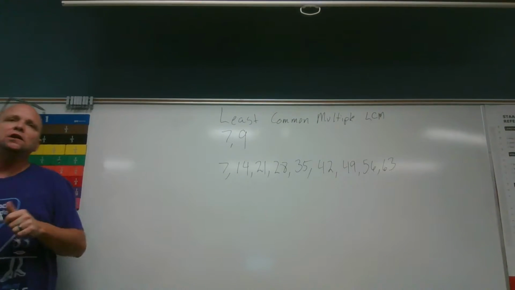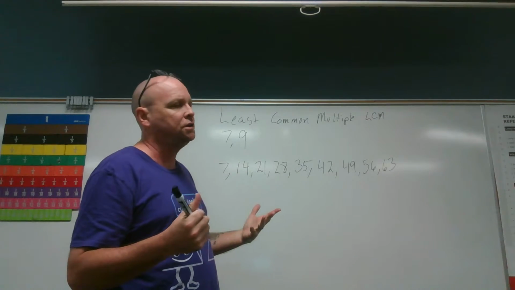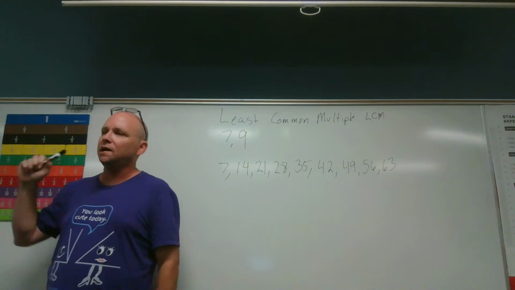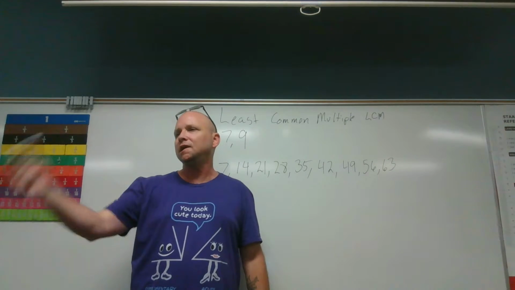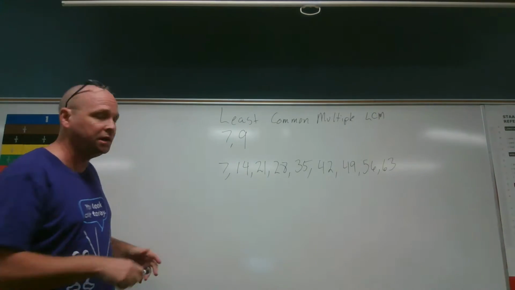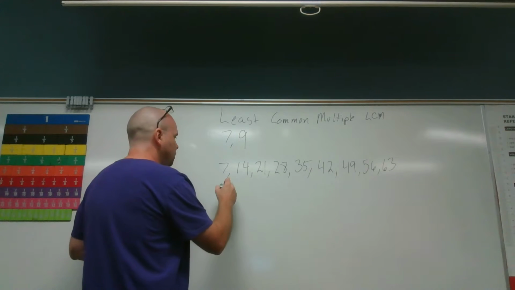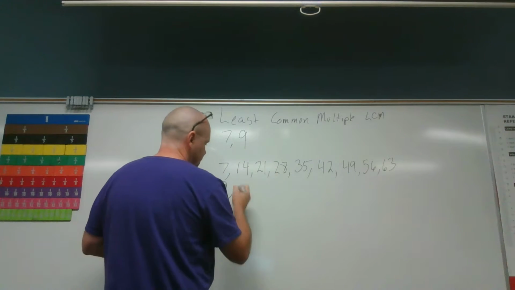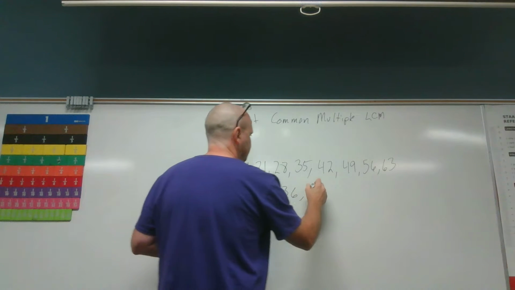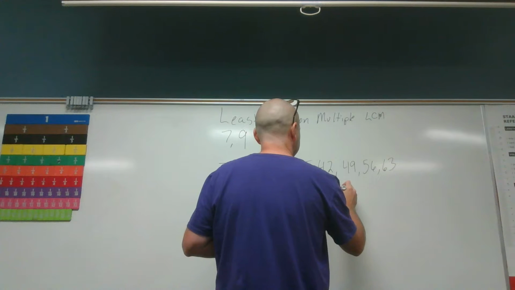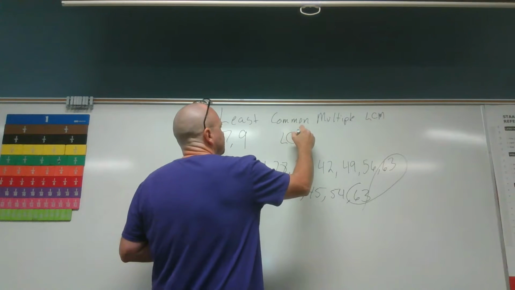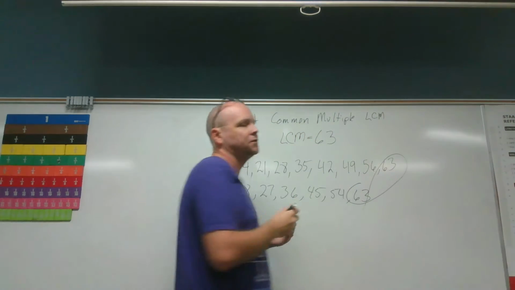That's an awesome question. Chloe says, what if we don't have a multiplication chart to use on a test or something? Well, Chloe, if they didn't give you one, you could always make one. There are certain tests where they give you graph paper, and that would be easy to do. So give me my multiples of 9: 9, 18, 27, 36, 45, 54, 63. So the least common multiple is 63.